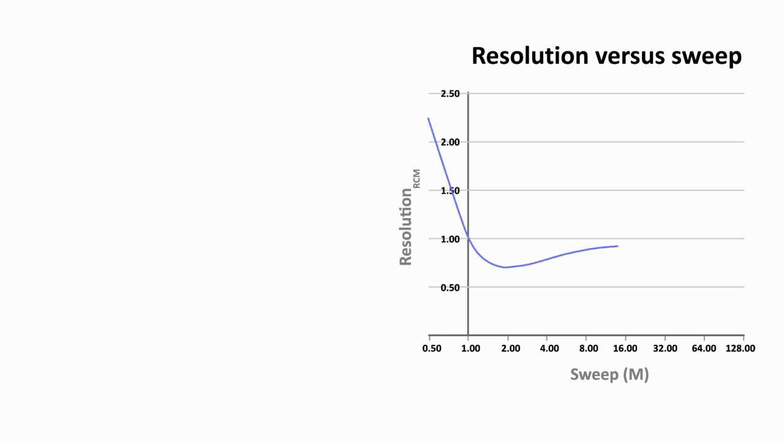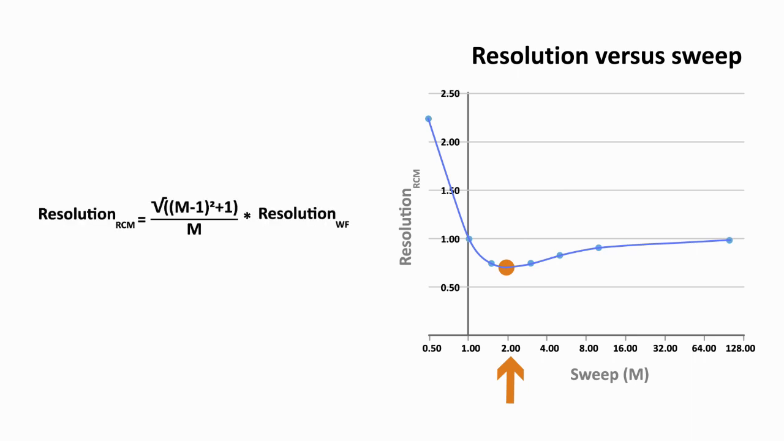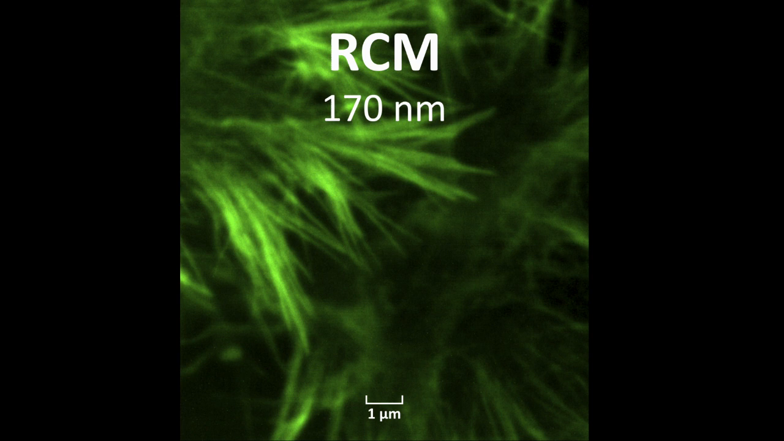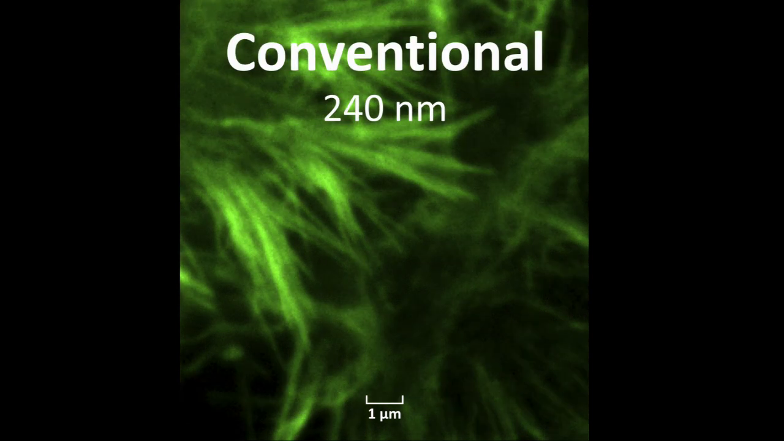We also analyzed larger sweeps and found that the double sweep improves their resolution best. This formula describes the relation between the length of the sweep and the image resolution. It clearly shows that the sweep larger than double does not improve the resolution. This is the invention behind the RCM. By using the RCM, the resolution of the fluorescent sample is upgraded to 170 nanometer, while a conventional confocal microscope resolves only 240 nanometer.